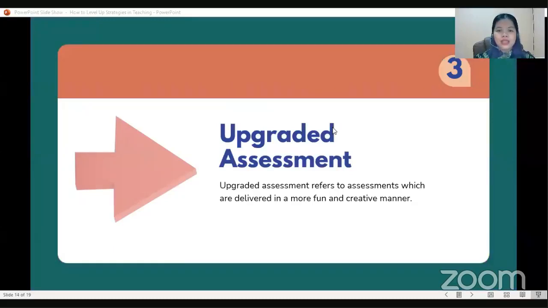Next is upgraded assessments. So when we say upgraded assessment, ang goal natin dito is to create an assessment that is encompassing. This assessment would makukuha niya yung learning ng student, and at the same time, it won't be that difficult and time-consuming for us to assess it kasi when we see their answers, we know that they finally understood our lesson. So, upgraded assessment refers to the assessments which are delivered in a more fun and creative manner. And of course, hindi lang fun and creative, it should be easier for us to assess and to check.